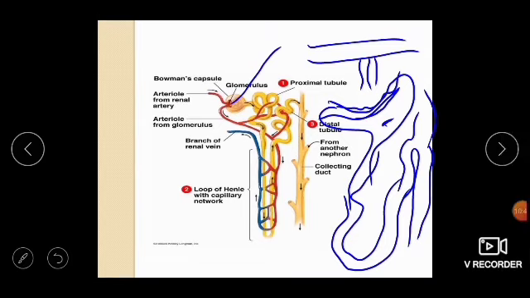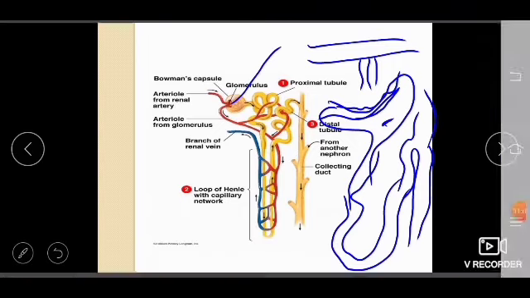Now, when this filtrate is formed, you can just remember what ultrafiltration is. Ultrafiltration means the filtration of the blood through three layers. You can see first the wall of the capillaries, second the epithelial cells of the Bowman's capsule, third the basement membrane, and this is the filtrate which is being formed over here.